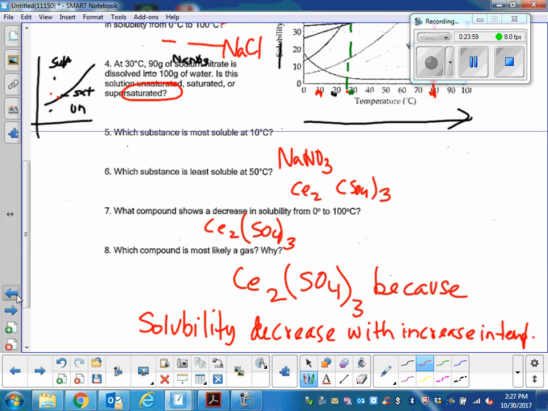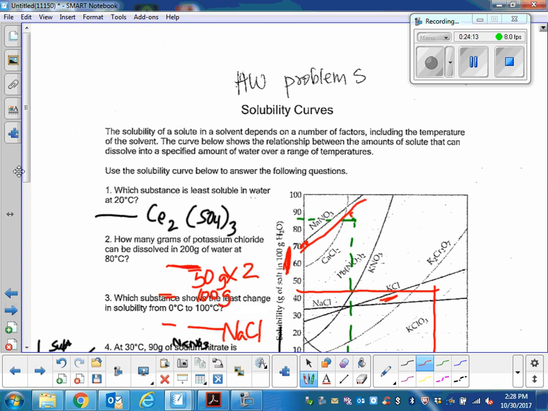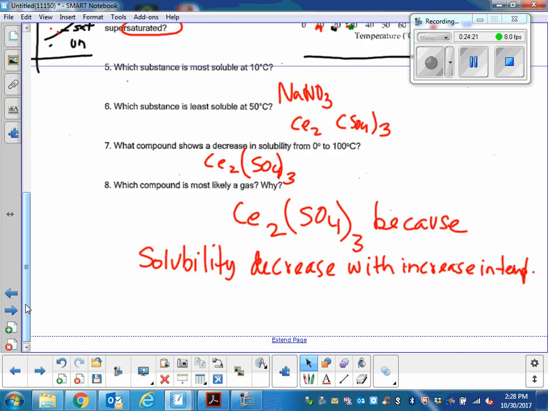Are we good? Do we understand this? All right. Shall we go to the previous page? We're going to do some mole problems. This will also be on your test. I'm trying to go back. Okay, yes. Because solubility decreases as the temperature increases.